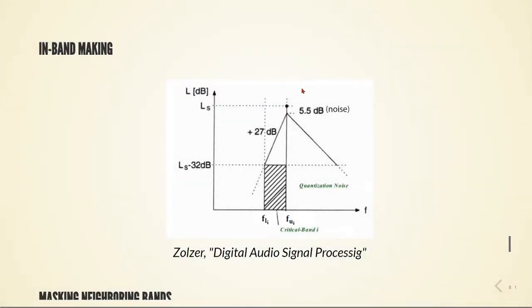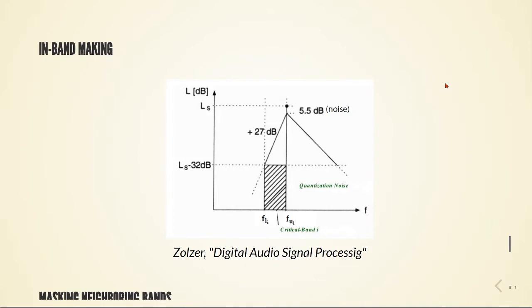The masking threshold is of a triangular form which decreases with 27 dB per bar for the lower slope, and a slope that depends on the pressure level and the center frequency in the band we are considering for the upper slope. An approximation of the minimum masking within a critical band can be made using this figure here.